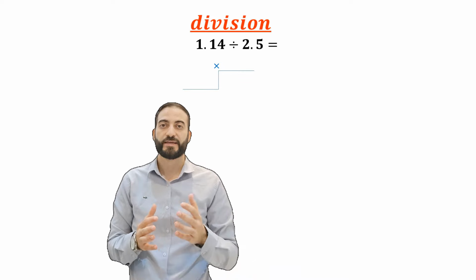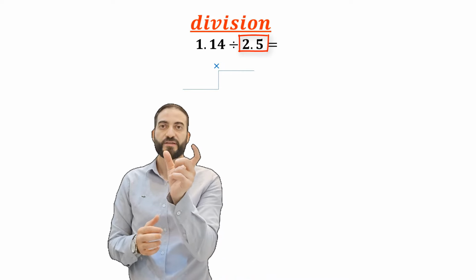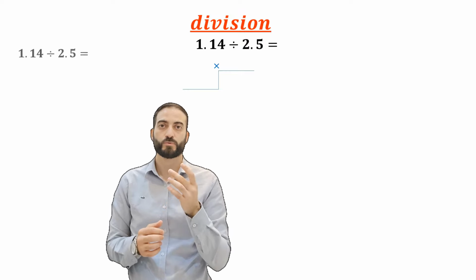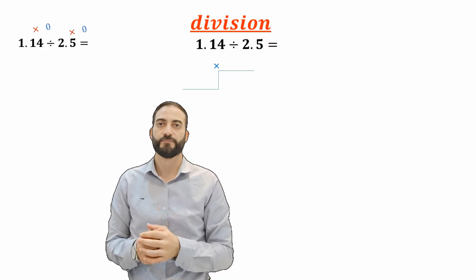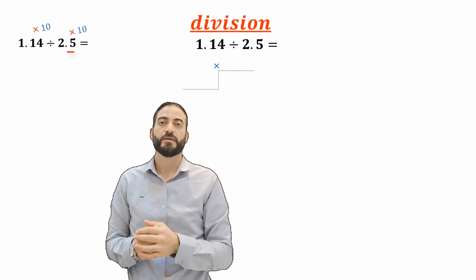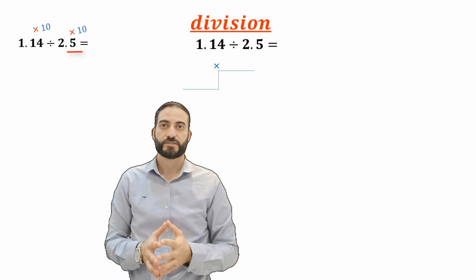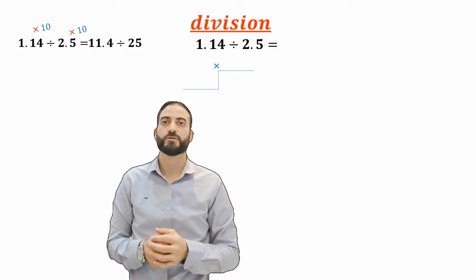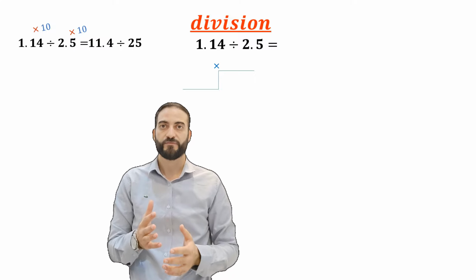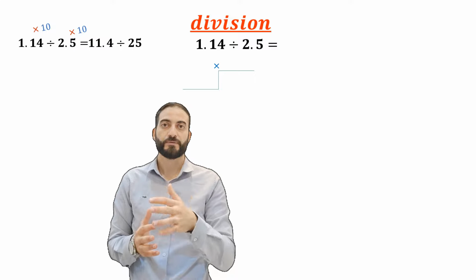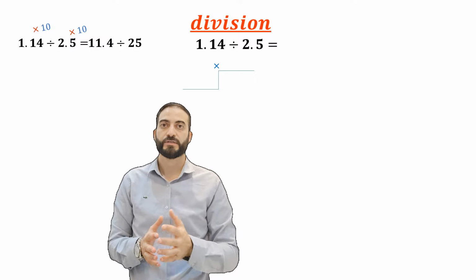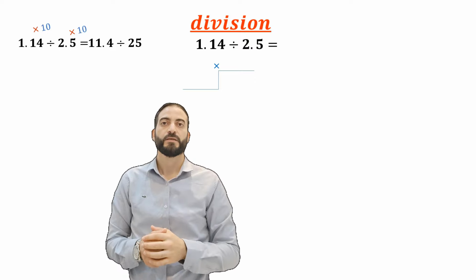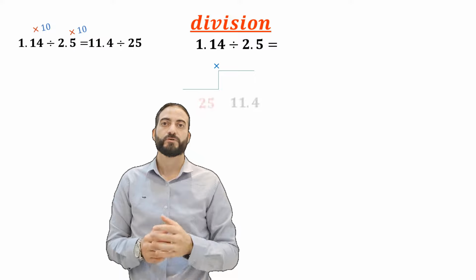Now we move here because there is a point in the divisor, meaning that the divisor is a decimal number. So the first step is to remove the point by multiplying, because after the point on the right there is one digit, so we must multiply by 10 to get rid of the point in the divisor. So we have 11.4 divided by 25. We also notice that the divisor is now without a point. Now we start with the division process.